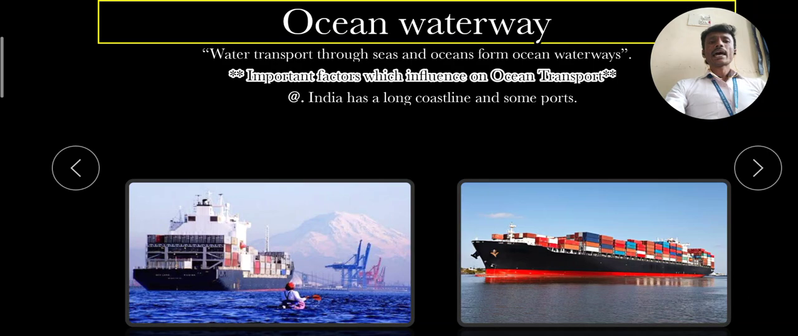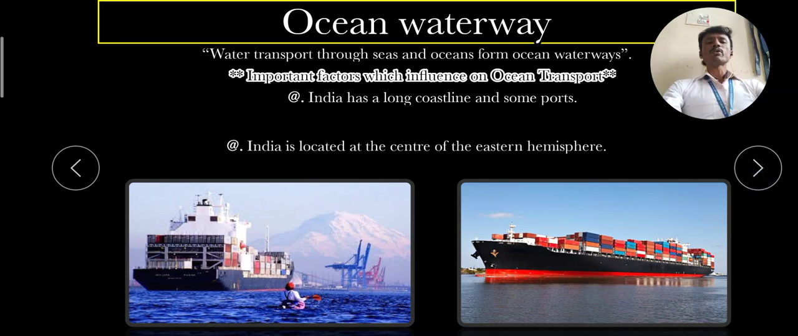India has a long coastline and some ports. India's long coastline means India is surrounded by water on three sides and land on one side. We can see most of the coastal areas of our country have so many harbors. So this is an influencing factor. India has a long coastline and some ports.